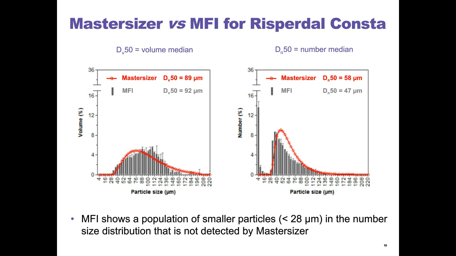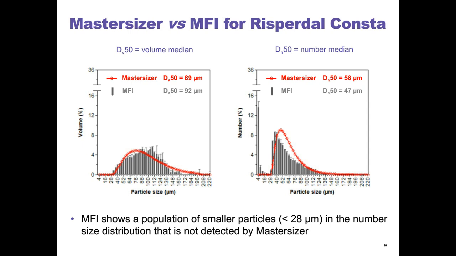From the graph on the left, it can be concluded that the volume size distribution measured with Mastersizer looks more or less similar to the one measured with MFI. Also, the DV50 values measured with both techniques are quite similar. We measured 89 micron with Mastersizer versus 92 micron with MFI.